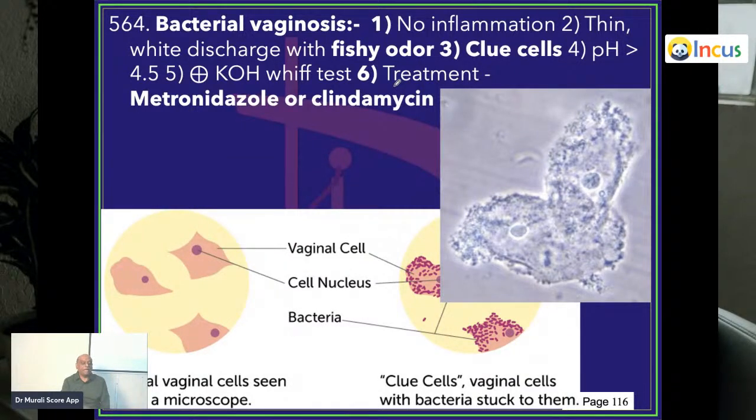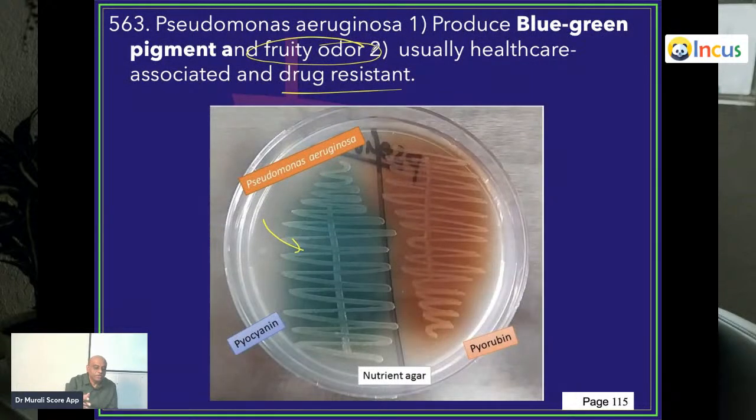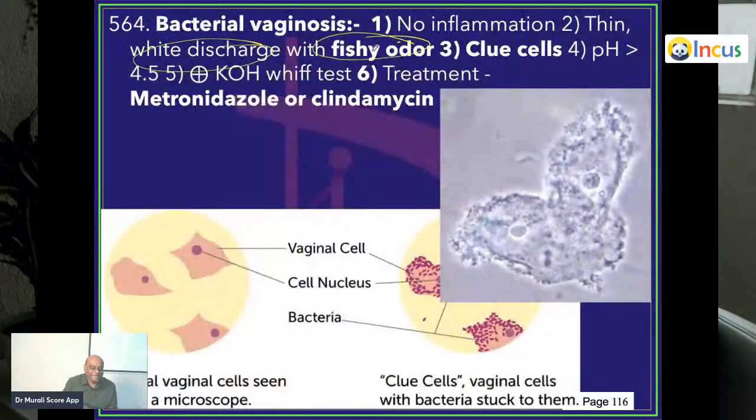Now comes bacterial vaginosis. There is no inflammation in bacterial vaginosis. Remember, it is not vaginitis. It is vaginosis. That's the reason they didn't call it vaginitis. Thin white discharge with fishy odor. Clue cells, please don't forget, doctor.